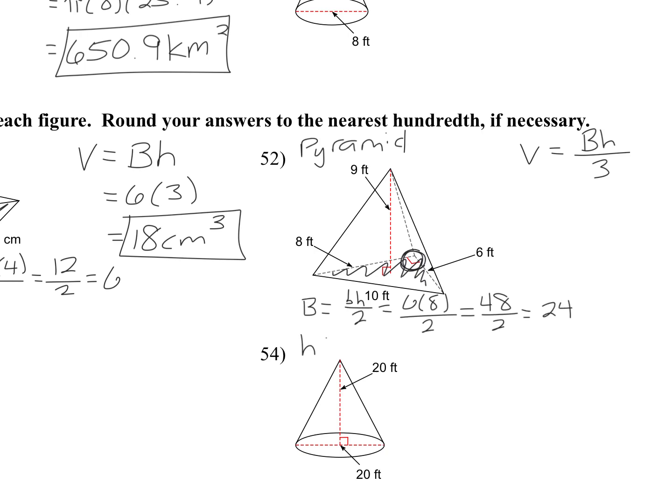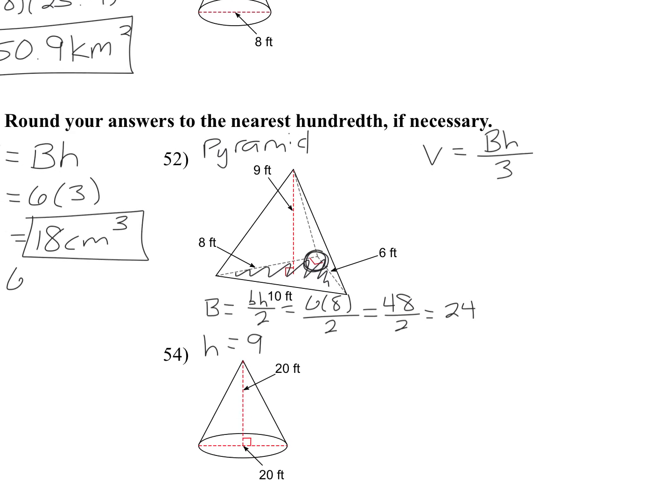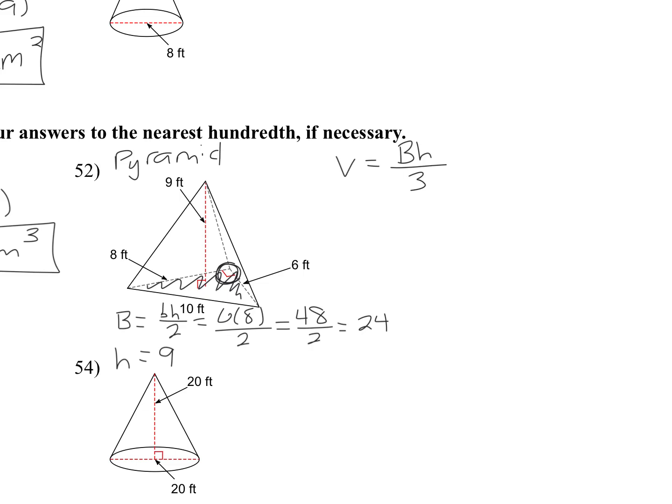And then the height, what's the height of the pyramid? 9. So now you just plug those values in. So we have 24 times 9 divided by 3. 72. Yep, 216 divided by 3. So we get 72 feet cubed.